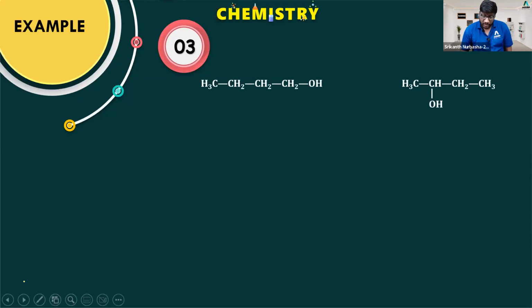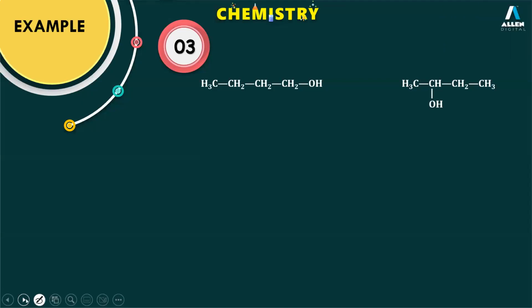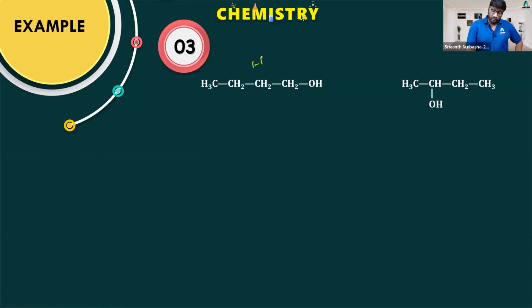What are these? CH3, CH2, CH2, CH2OH and CH3, CHOH, CH2, CH3. 1-butanol and 2-butanol. The number of carbon atoms in the long chain is the same, just the position of the OH group is different. So obviously they can be called isomers.